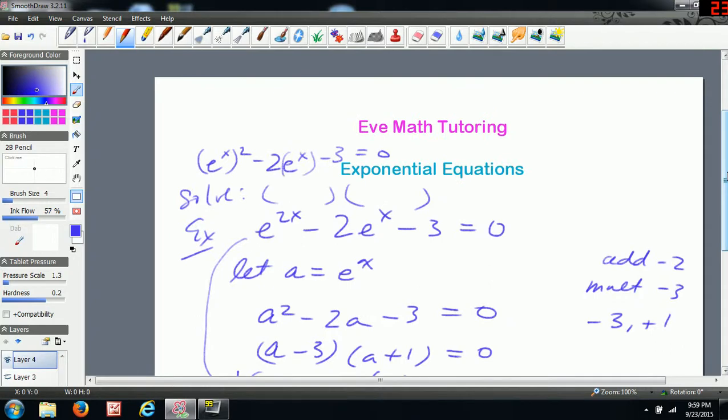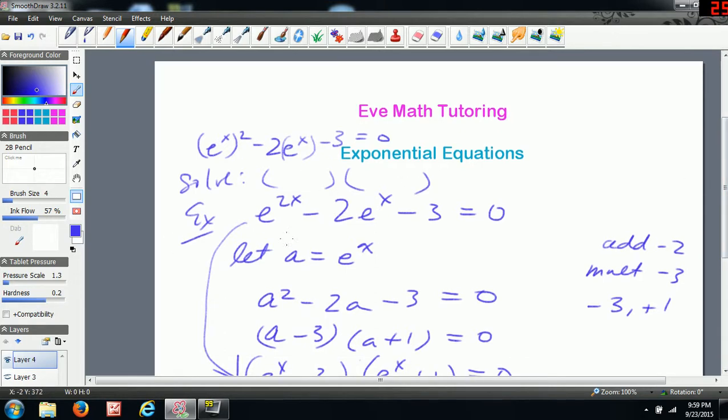There are other forms of questions you could get, but these two main kinds are with e to the power of x, or variables, and then just a number to the power of a variable. Okay?